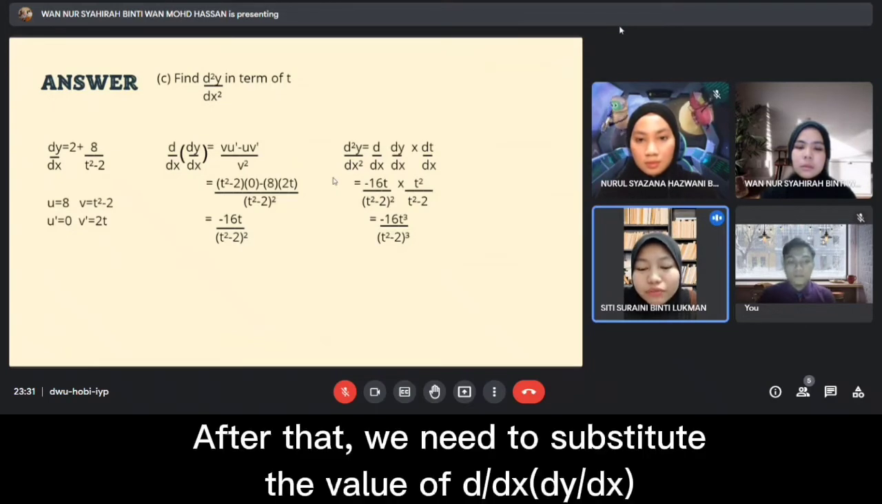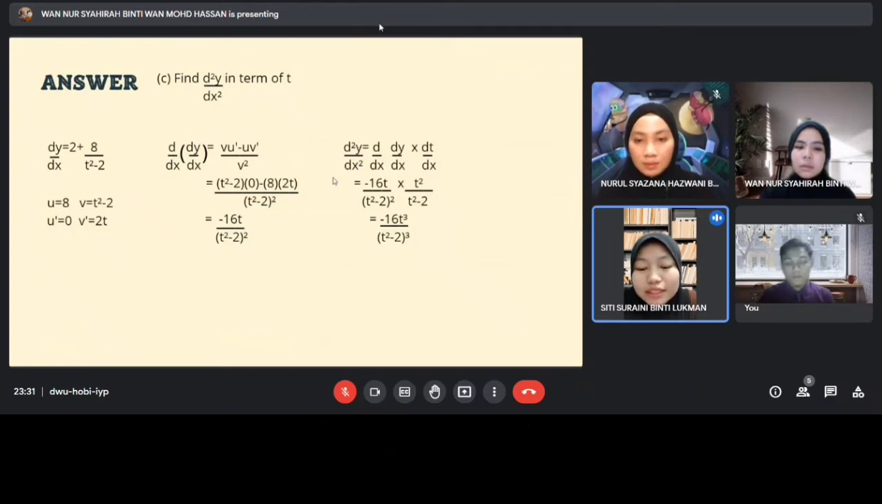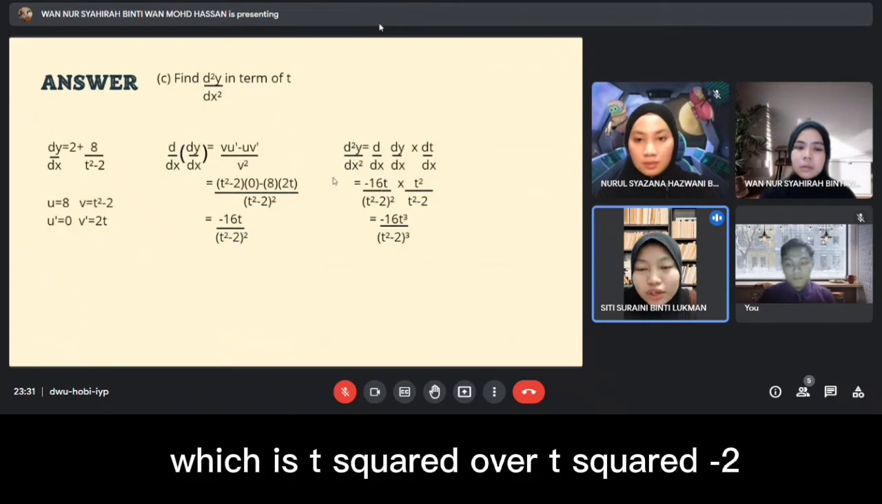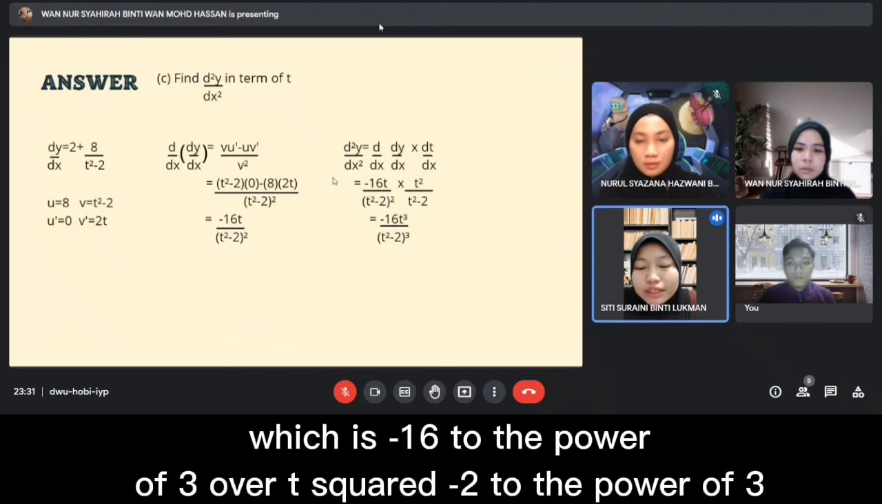After that, we need to multiply the value of d over dx of dy over dx, which is negative 16t over t squared minus 2 squared, by dt over dx, which is t squared over t squared minus 2. Then finally, we will get the answer for the second derivative, which is negative 16t to the power of 3 over t squared minus 2 to the power of 3.